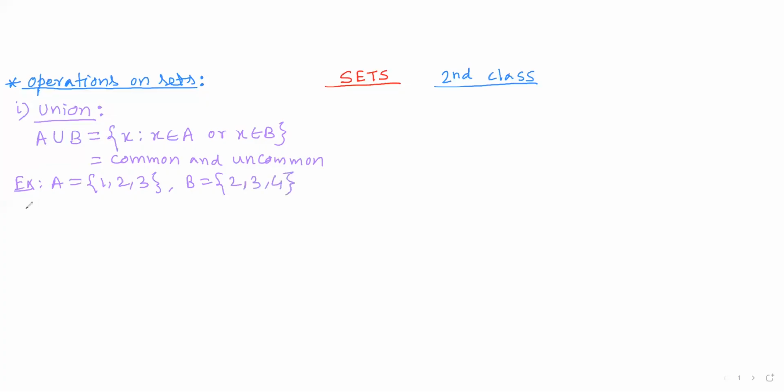Now if I calculate A union B, then we have to take all common and uncommon elements. Here the common elements between A and B are 2 and 3, and the uncommon element in set A is 1, and in set B the uncommon element is 4. So A union B contains 1, 2, 3, 4. So in this way you can easily calculate the union between two sets.